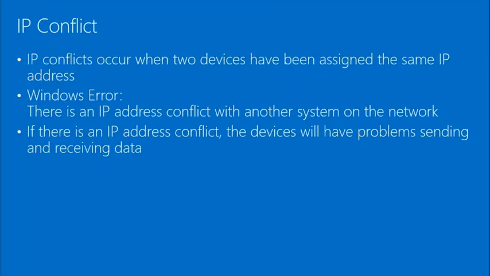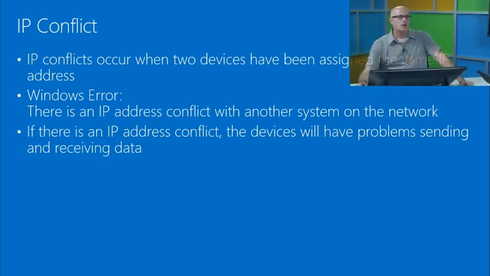IP conflicts. So we talked a little bit earlier about MAC conflicts, media access control conflicts. There can also be IP address conflicts. So two devices share the same address. There's a Windows error, there's an IP address conflict with another system on the network. Well, how could that happen, Thomas? You might ask. Well, let me tell you. So you might have a system that's currently asleep that has an IP address, and another system comes up online.